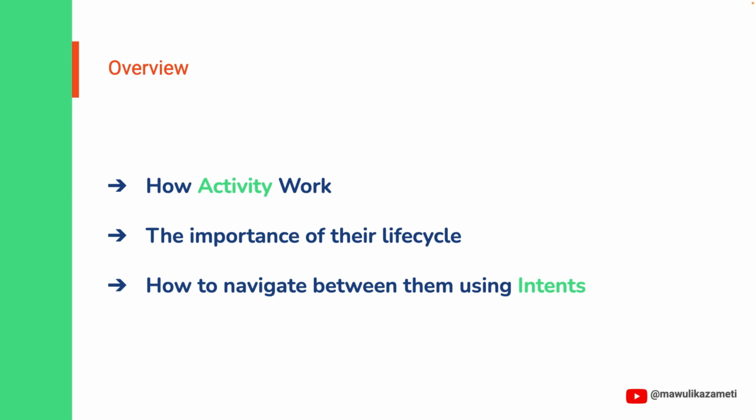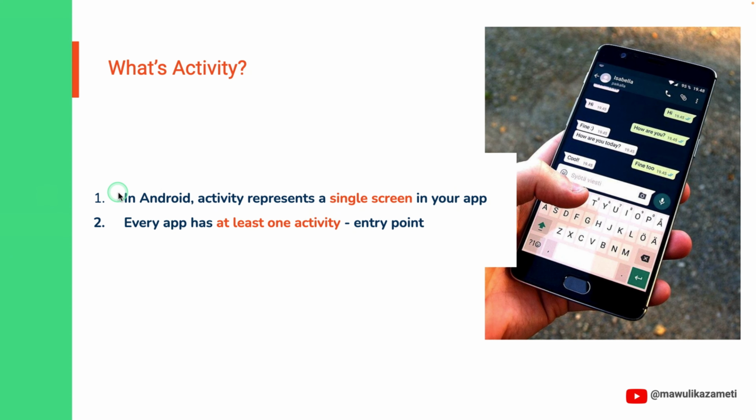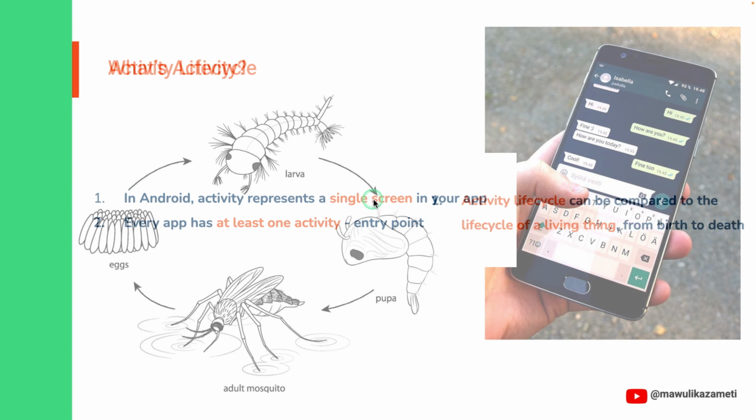Welcome to this episode. In this video, we'll learn about activities and intent. In Android, an activity represents a single screen in your application. Think of an activity as a page in a book, where each page represents a different screen of your application. Every app has at least one activity, which is usually the main entry point. But apps often have multiple activities to separate different functionalities.